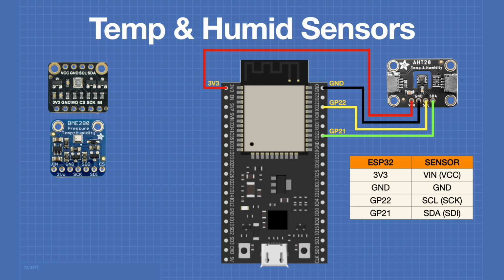Now note that although the ESP32 is capable of using any pins for I2C, I would highly recommend you use the pins I've chosen here, as these are the default pins, and the libraries that we're going to be using with these sensors don't allow you to easily change the pins. So keep things simple and use pins 22 and 21 for your I2C connection. So now let's start experimenting with our temperature and humidity sensors.